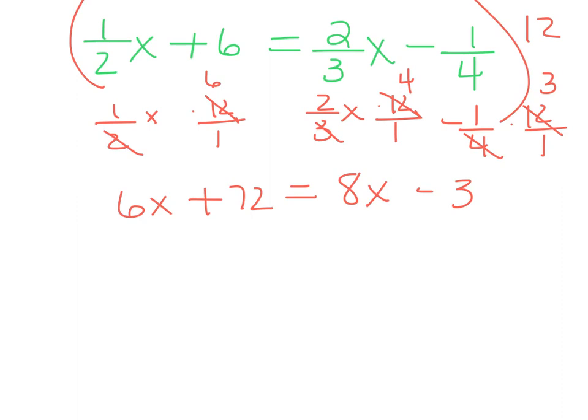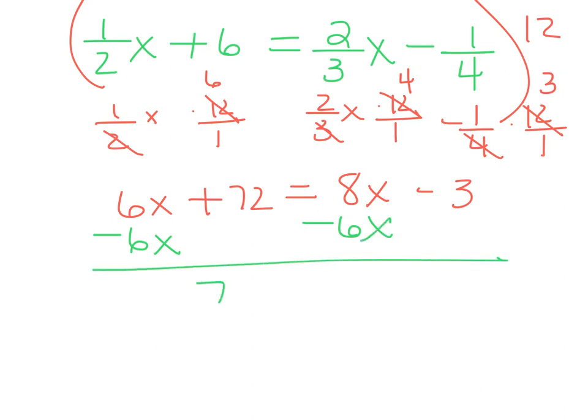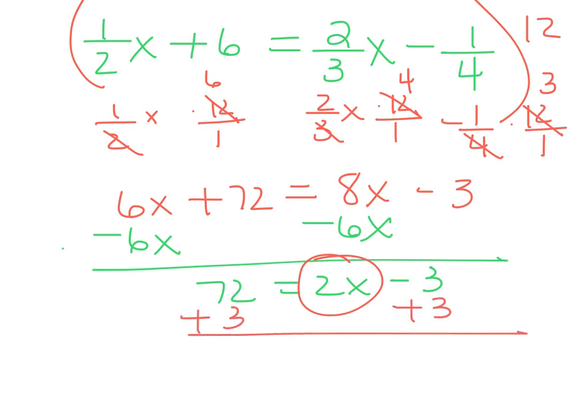Okay, at this point, I am ready to move my variables to one side. So I'm going to subtract 6x from both sides. I get 72 equals 2x minus 3. Okay, now I'm ready to isolate my variable. So I'm going to add 3 to both sides. I get 75 equals 2x. Divide both sides by 2, and x is 75 over 2.